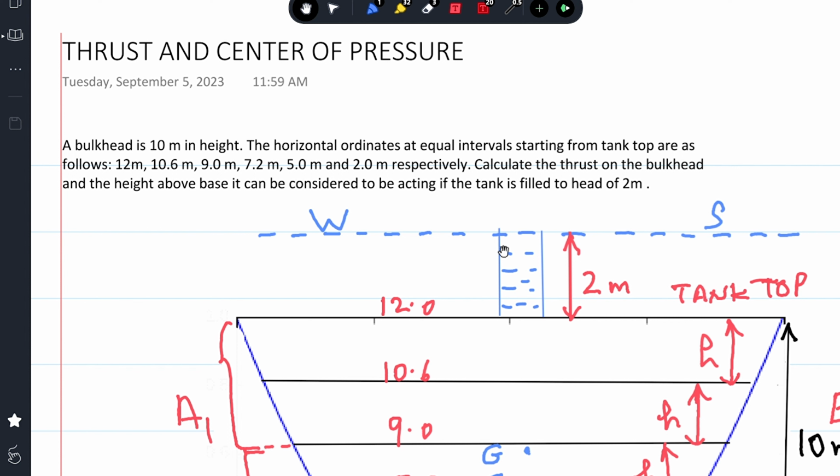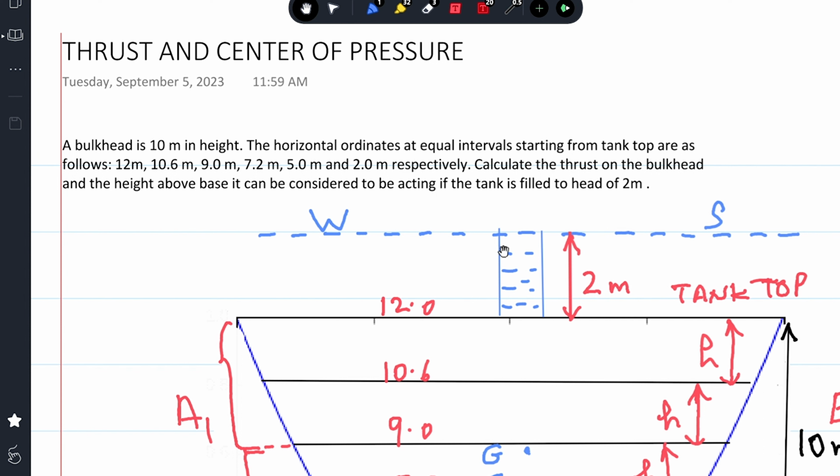Today's video is about thrust and center of pressure. It's just picked up one question from the past papers. Bulkhead is 10 meters in height. The horizontal ordinates at equal intervals starting from tank top are as follows: 12, 10.6, 9, 7.2, 5 and 2. Calculate the thrust on the bulkhead and the height above base.